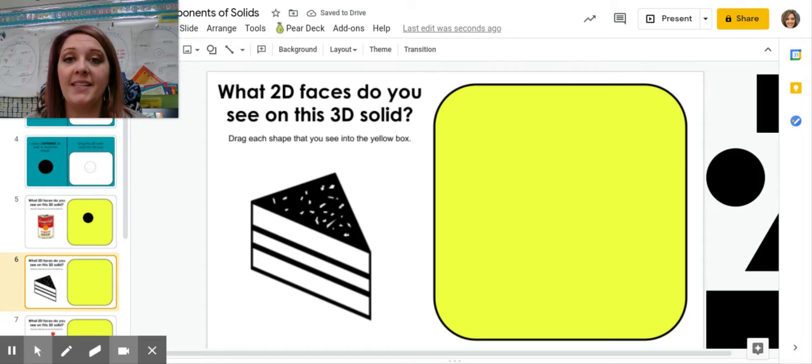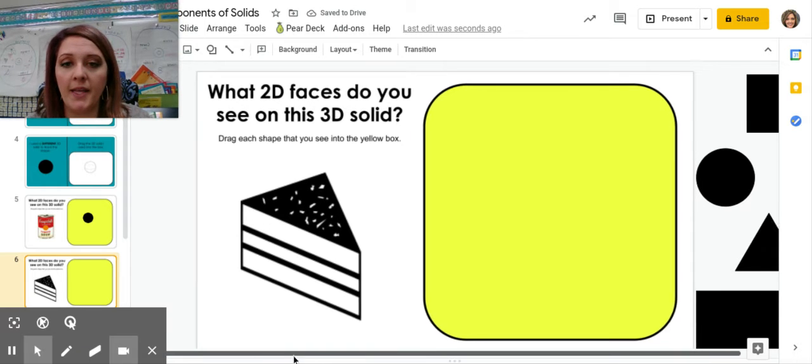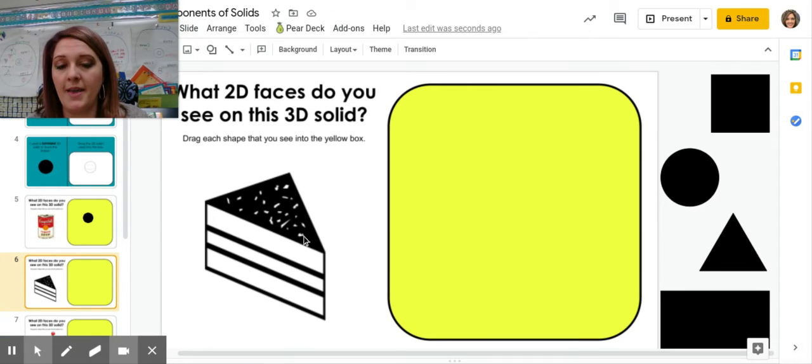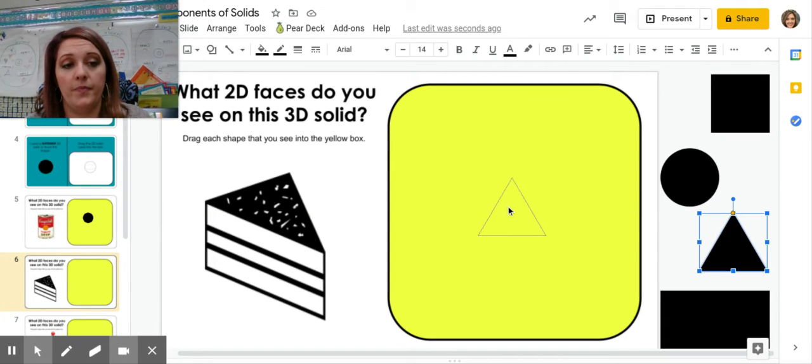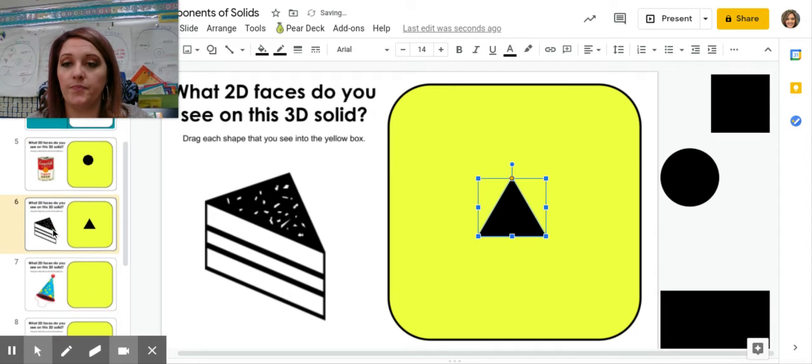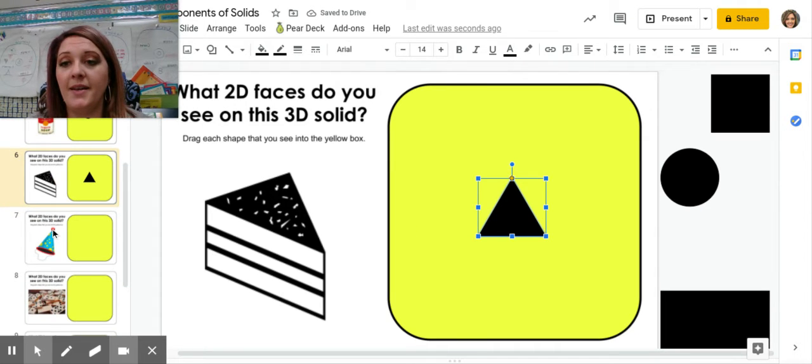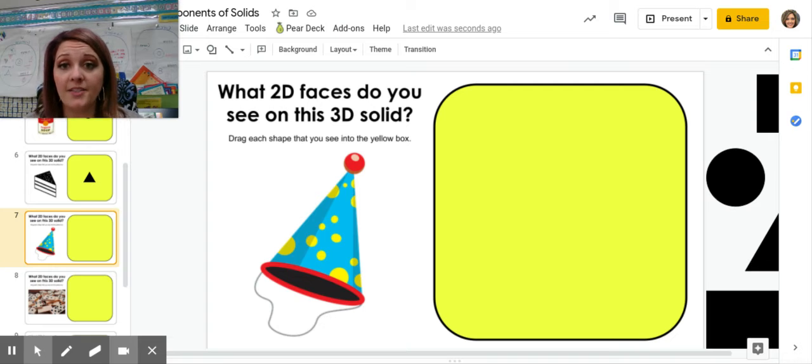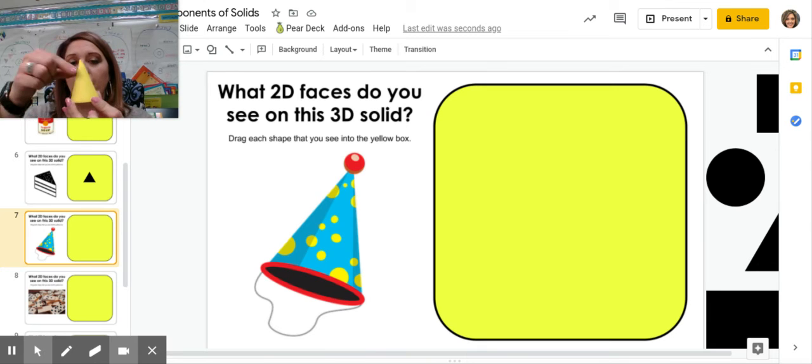This one is a piece of pie. If I look at the top part of my pie or my cake, I can tell it's a triangle shape. So I'm going to move that. And my next one. This is a birthday hat. You've probably had a birthday hat before. So if I trace my birthday hat, remember my birthday hat is shaped like a cone. If I trace it around, I'm going to get a circle. That's the flat surface.